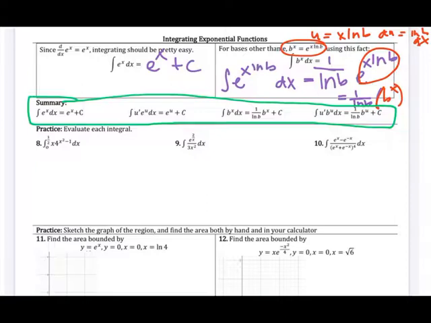So on number 8, I could do this simply by reversing the chain rule. And if you see that, because the derivative of that exponent, x squared minus 1, is 2x, go ahead and do it that way. But since this is our first time really practicing integrating with exponential functions, I'm going to do the full u substitution on this problem. So I'm going to let u equal x squared minus 1.